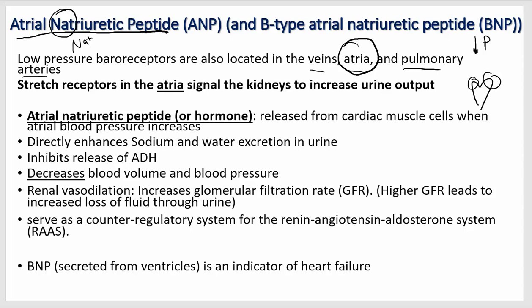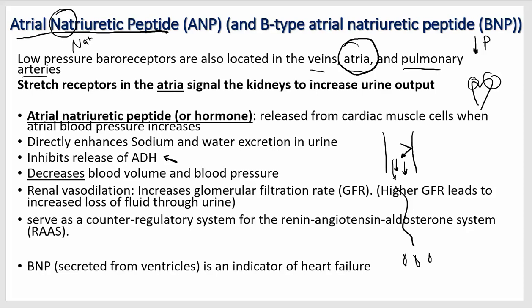So release from cardiac muscle cells when atrial blood pressure increases directly enhances sodium and water excretion, and it also inhibits ADH. There's always some level of activity of ADH, but we're saying, okay, ADH, forget it. You're out of a job for just a little while. And remember that collecting duct, that water that was being reabsorbed through those aquaporins, if we block ADH, that water stays in the collecting ducts and is released as urine.